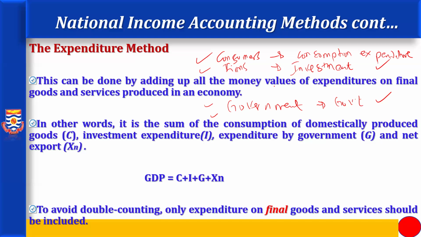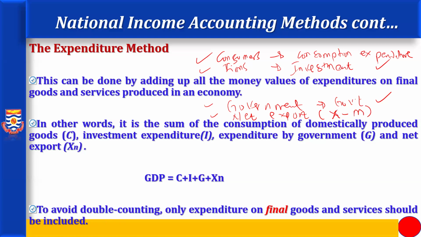However, our exports are goods produced within Ghana, but then outsiders spend their money on it. So as for export, we have to add it because they are goods that were produced in Ghana, just that they were bought by outsiders. So finally, we add something we call net export. And net export is export minus import.